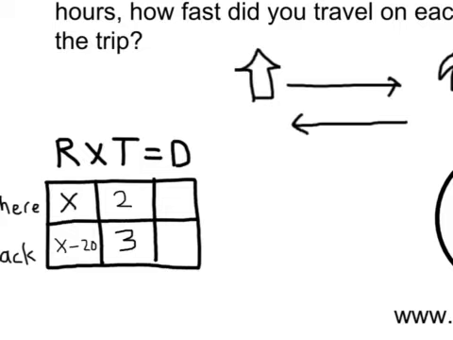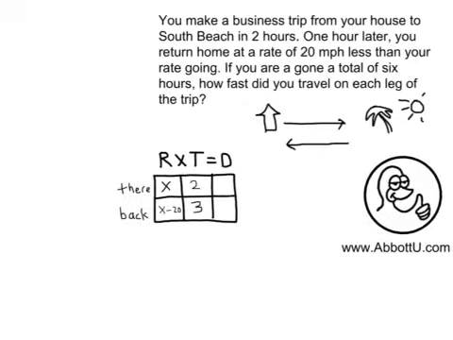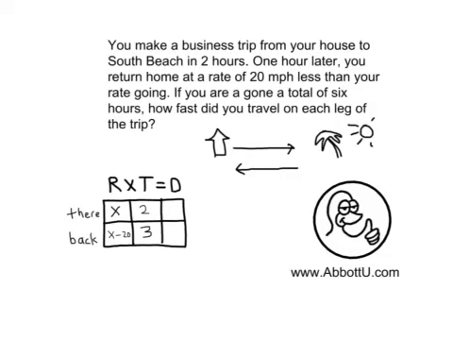Because you were gone for a total of 6 hours, but that 6 hours includes the hour that you spent over here, chilling. Alright, so that's why you have to be careful. You got to put a 3 there, not a 4.